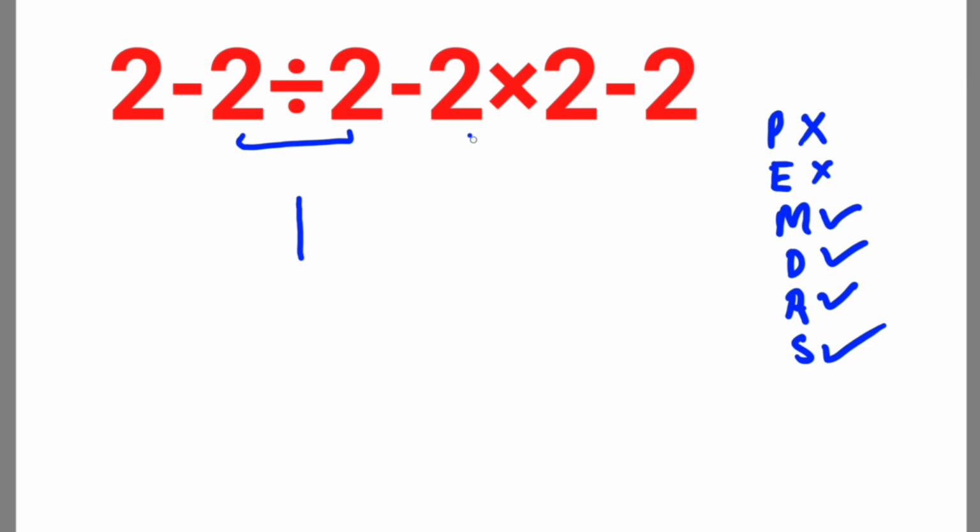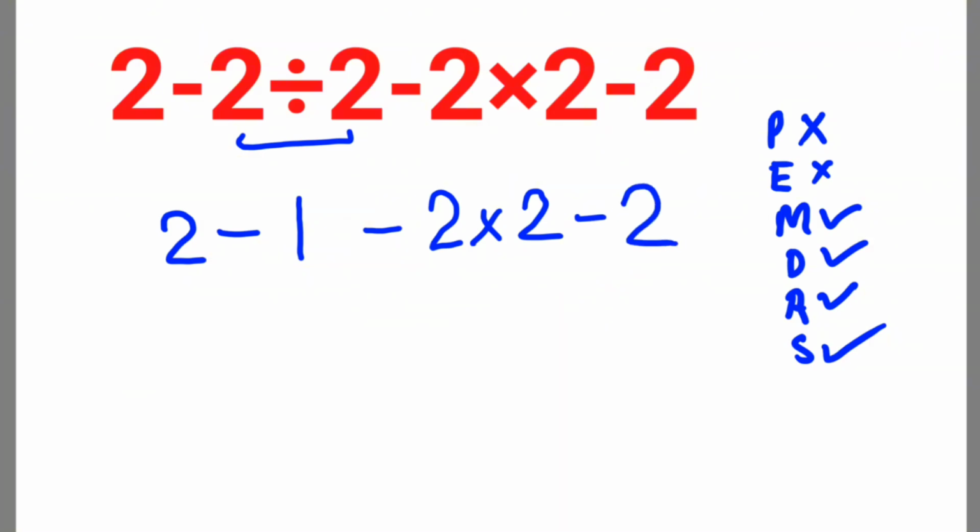And the remaining portion will be as it is. So 2 minus as it is. This is changed into 1. So minus 2 times 2 minus 2 as it is.